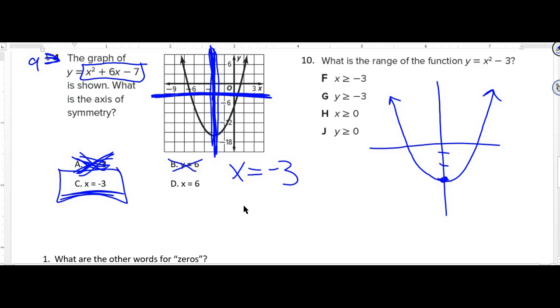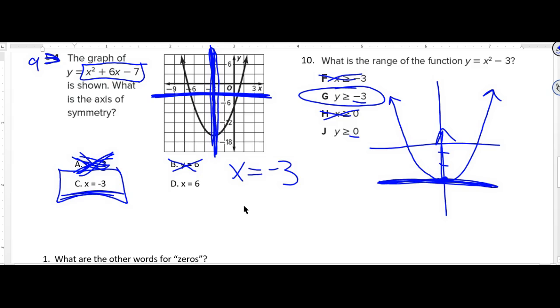Range is bottom to top. Range is also the y value, so I know it's not F and it's not H. So, are my y values greater than or equal to -3, or are they greater than or equal to 0? Well, look at your boundary of this parabola. Where's the bottom boundary? It's at -3. So all the y values are above -3. It's going to be G.